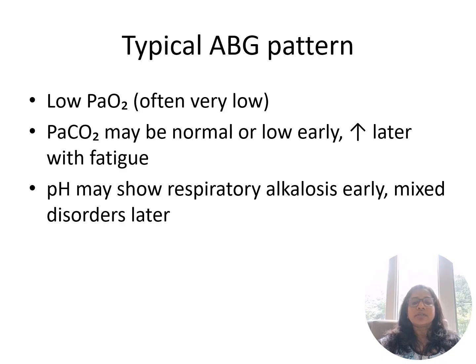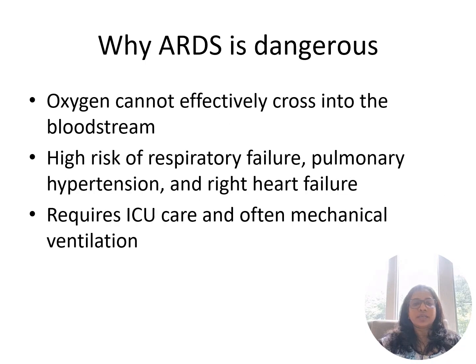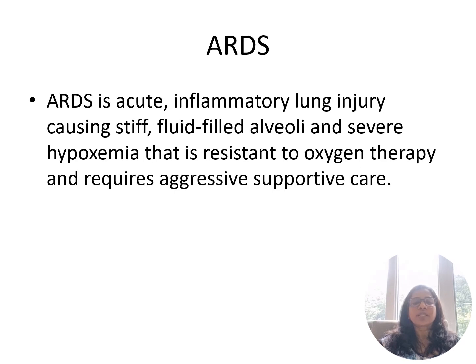Eventually, respiratory alkalosis happens when there is rapid respiration. Early signs are usually respiratory alkalosis, but at a later stage, it becomes decompensated. So oxygen cannot effectively cross into the bloodstream, which leads to respiratory failure, pulmonary hypertension, and right-sided heart failure. Usually these patients are in the ICU on mechanical ventilators. We're going to learn mechanical ventilators in the next class.